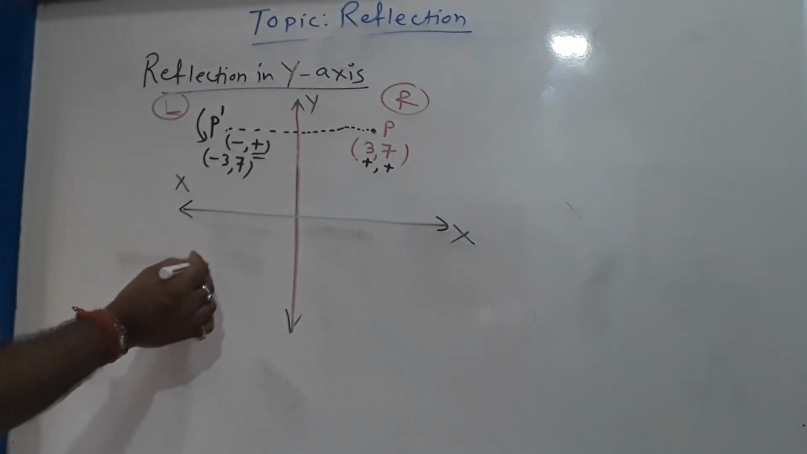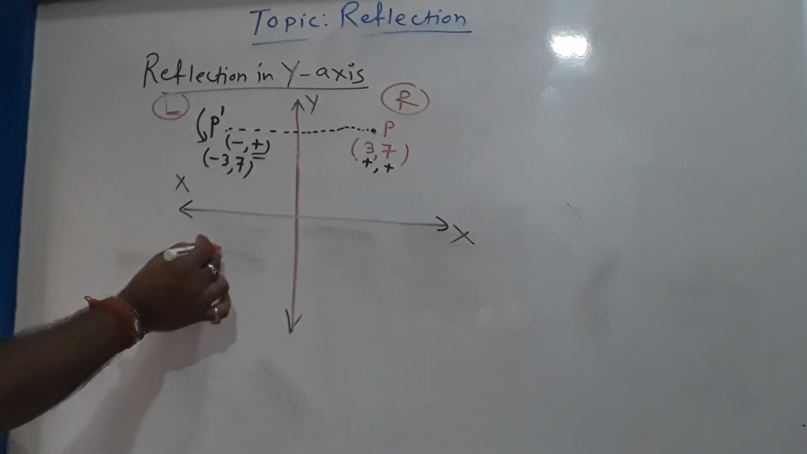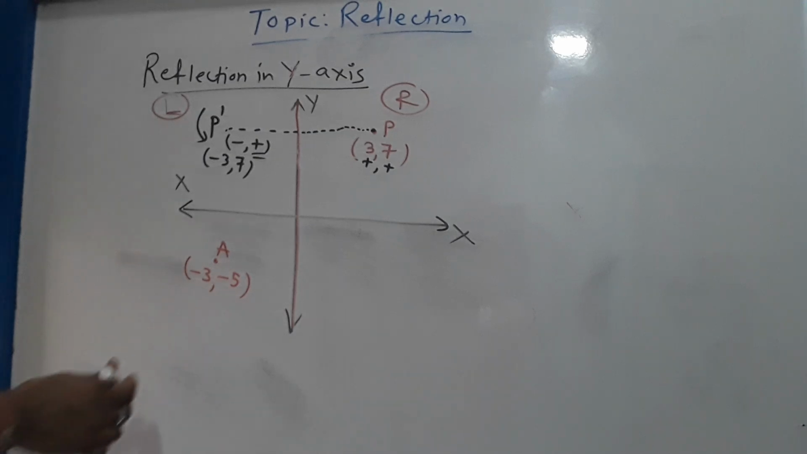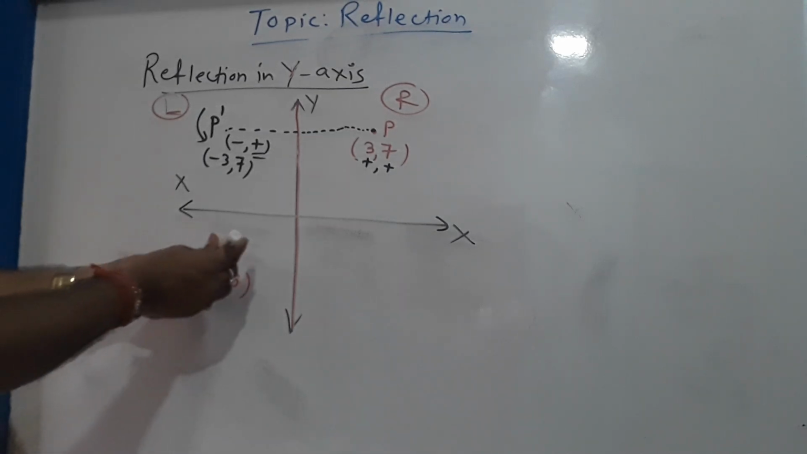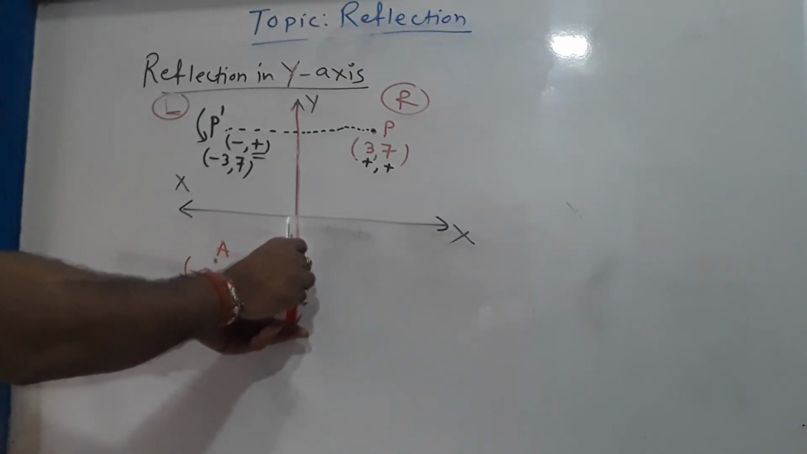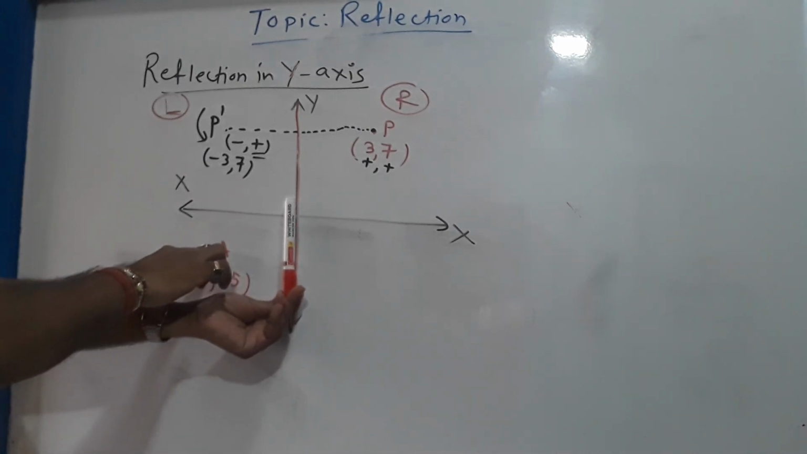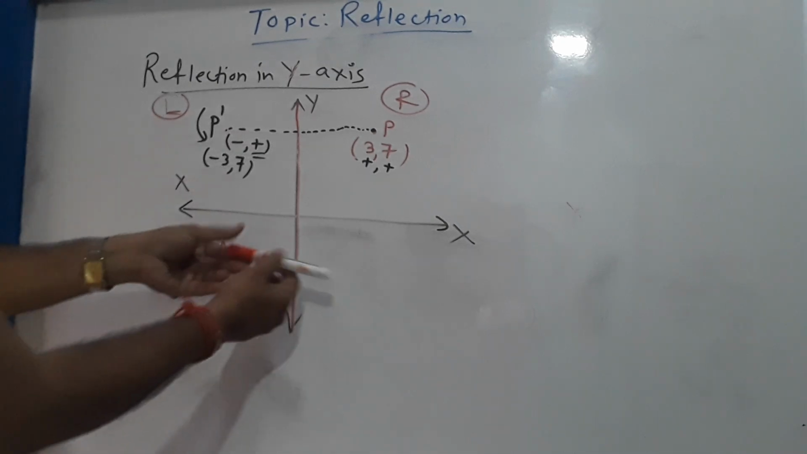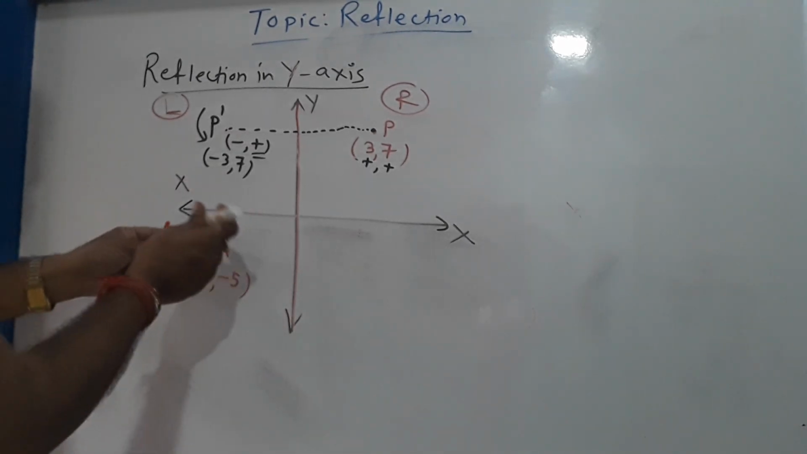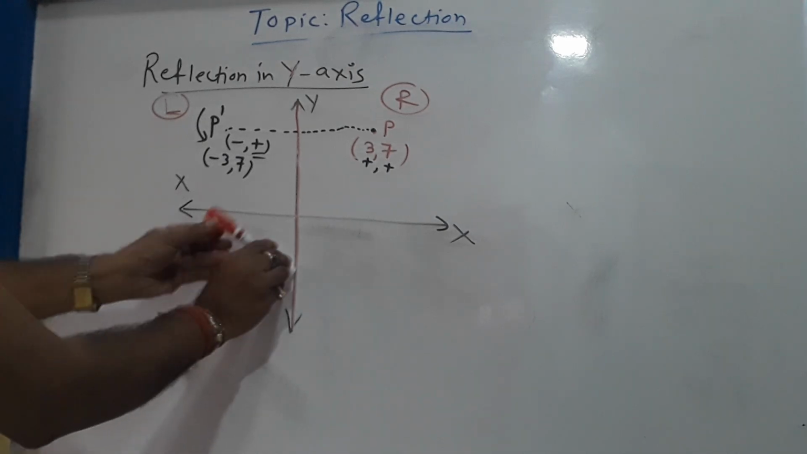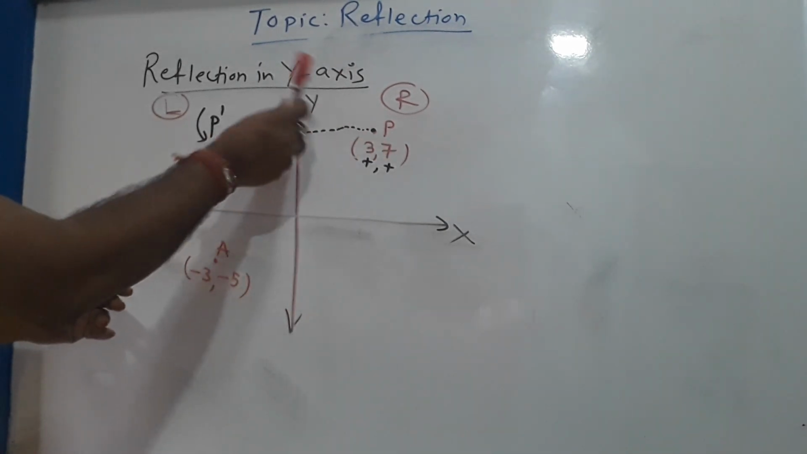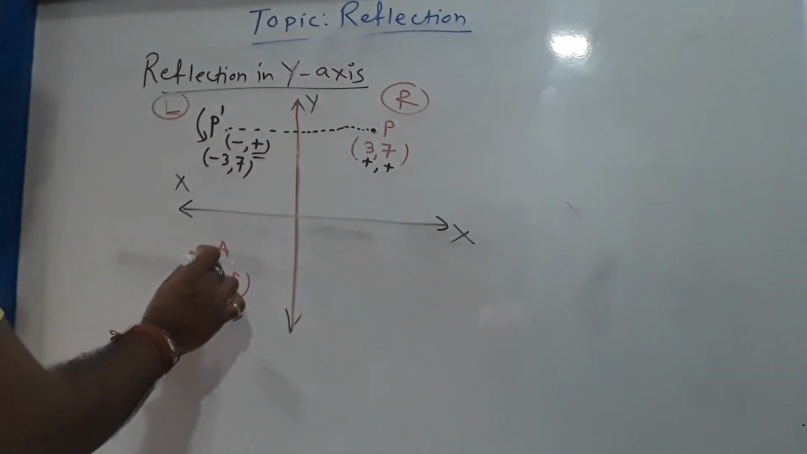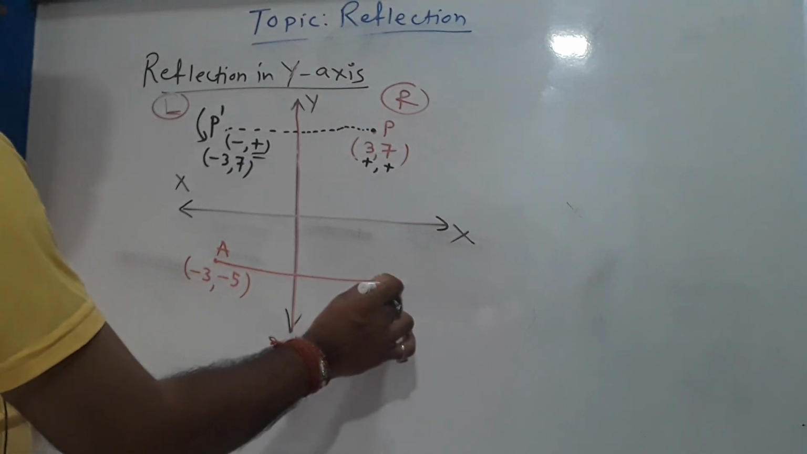Let us take one point in third quadrant, A minus 3, minus 5. We want to reflect this point about y-axis. So where is this point? A is to the left of y. So this left point will go to right because this is the reflection in y-axis. Left will go to right, right will go to left. So A is on the left, A will go to right, A dash.